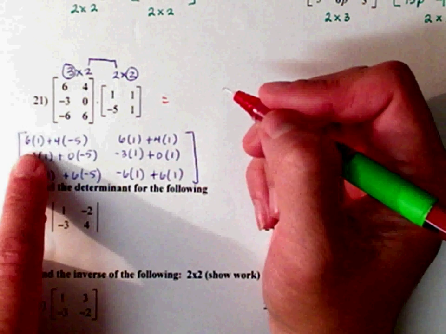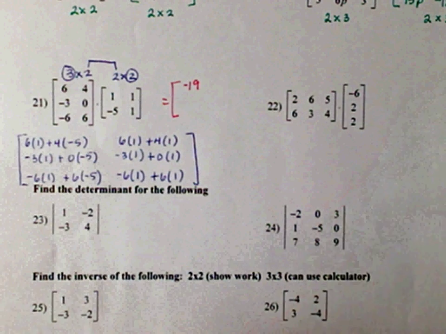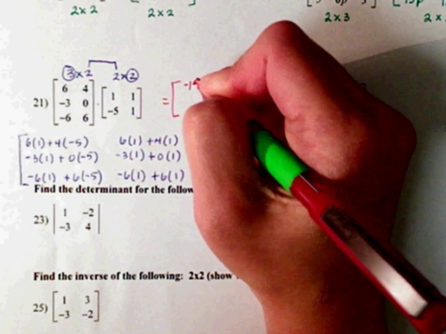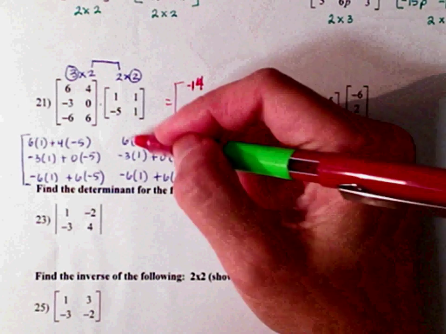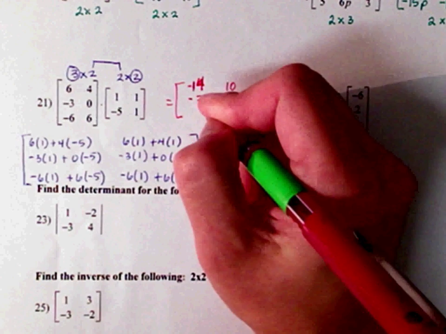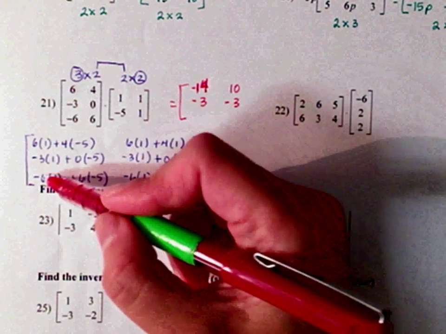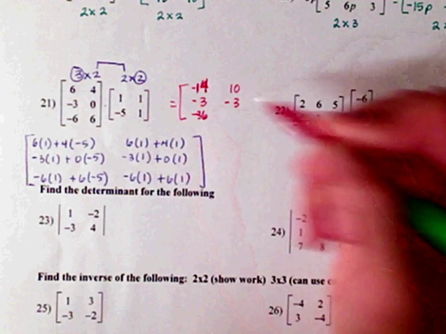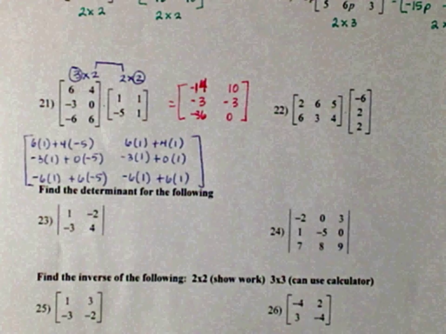Simplify. 6 minus 20 is negative 19. That's not right. So sorry. 6 minus 20 is negative 14. Okay? 6 plus 4 is 10. Negative 3 plus 0 is negative 3. Negative 3 plus 0 is negative 3. Negative 6 times 1 is negative 6. Minus 30 is negative 36. Okay. Negative 6 plus 6 is 0. And there you have your 3 by 2.